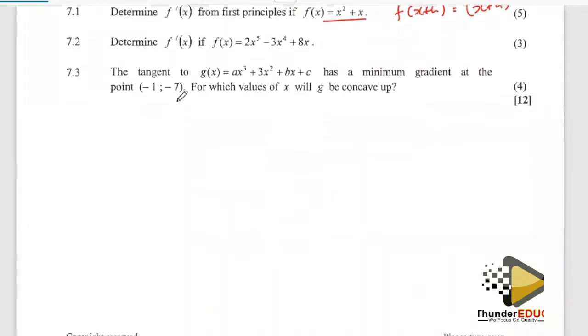Then 7.2, they want the first derivative of this. In this case, we can just use the rules. So 5 times 2 is going to be a 10, and then 5 minus 1 is a 4. Minus 3 times 4 is 12, and then 4 minus 1 is a 3. And then that's just going to be a plus 8. I'll leave it at that, so we don't waste time with that.